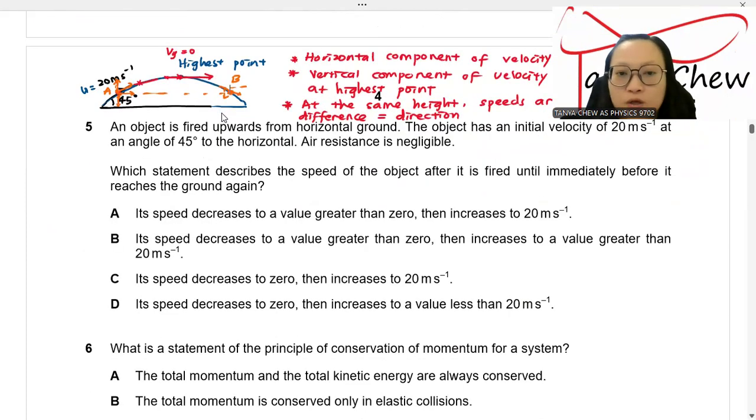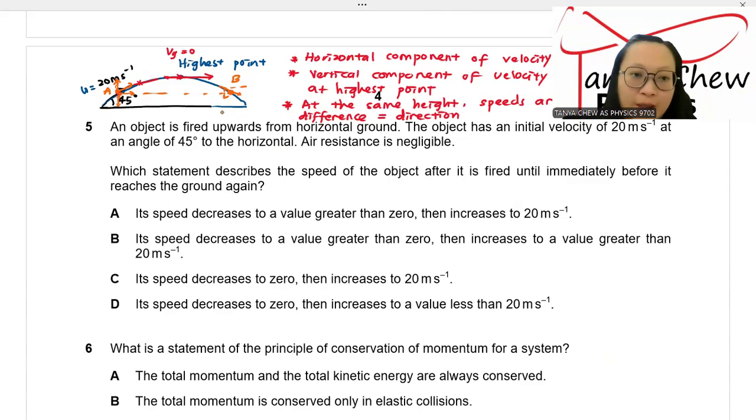Speed decreases to a value greater than zero, which is true. Why? Because the horizontal component of the velocity is the same all the time, but the vertical component of the velocity is decreasing to zero at the highest point. So at the highest point, the velocity is not entirely equal to zero. It still has a vertical component, just getting lesser, because the speed is a combination of the horizontal and vertical components of the velocity.